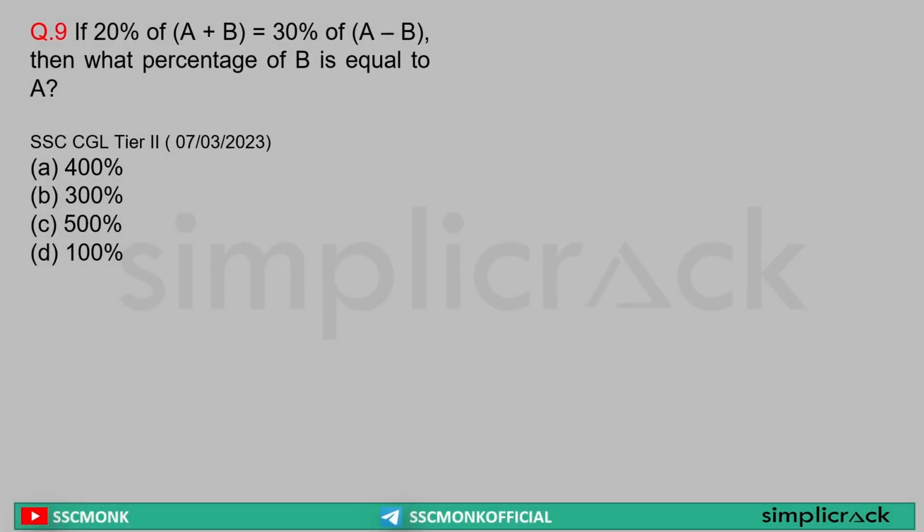20% of A plus B is equal to 30% of A minus B. Then what is the percentage of B is equal to A? So 20% means what? 1 by 5 of A plus B is equal to 30% means 3 by 10 of A minus B. Let's cross multiply. 5 will be multiplied here, 10 will be multiplied here. So here it will be 10 into A, 10A, plus 10 into B, 10B. Here it will be 5 into 3, 15. So it will be 15A minus 15B. 15A minus 10A is equal to 5A.